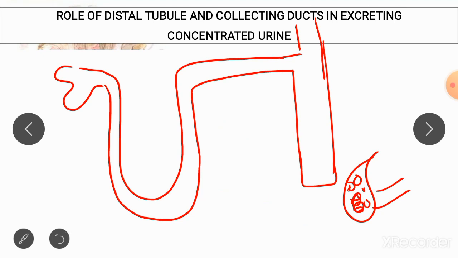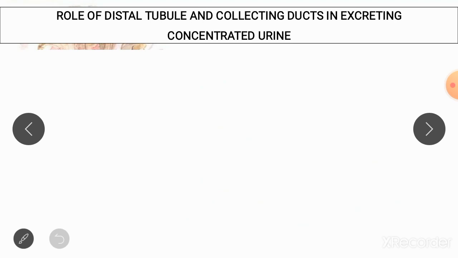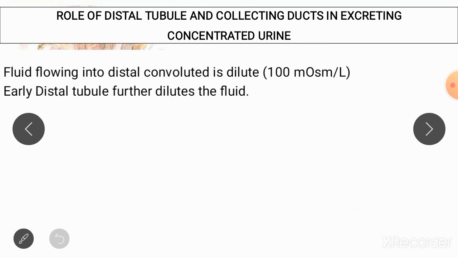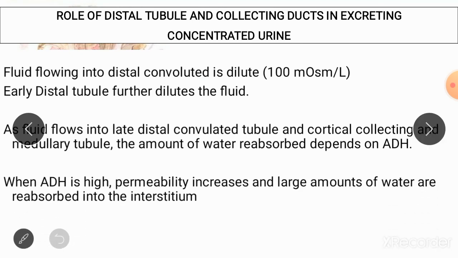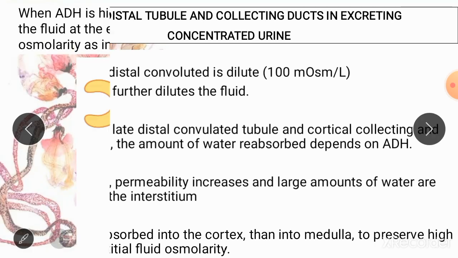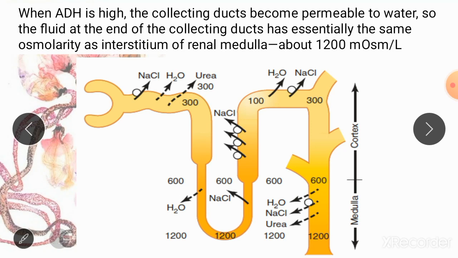I hope you understood. So let me repeat that your distal tubules, collecting tubules and collecting ducts are going to help in the formation of concentrated urine by reabsorbing most of the water with the help of ADH. So finally, the urine which is going to be produced is going to have very little amount of water, but large quantities of solutes in it. So this is how concentrated urine is formed.